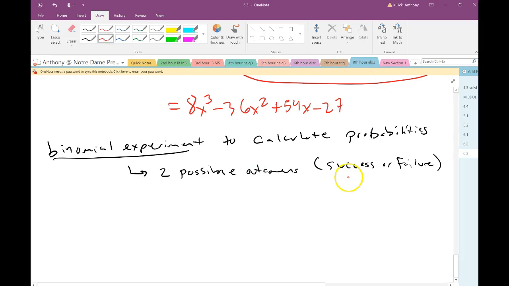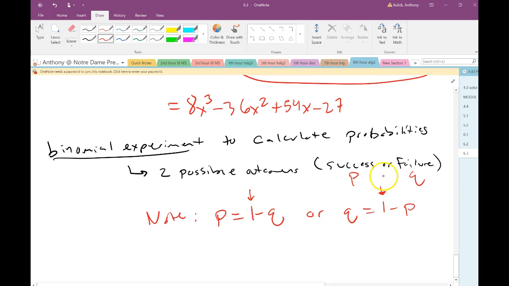We call the probability of success, we abbreviate that with the lowercase letter p. And we call the probability of failure, we abbreviate that with the lowercase letter q. And we want to make a note, since there's only two possible outcomes, the probability p is equal to 1 minus q, or you can say the probability q is equal to 1 minus p. Why 1? Because there is a 100% chance of something happening, and if there's only two outcomes, it's going to be one or the other. Keep in mind that when we write these p's and q's, we write them as decimals rather than as a percentage.